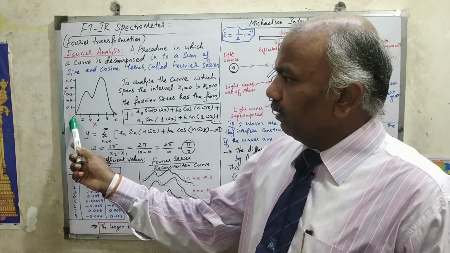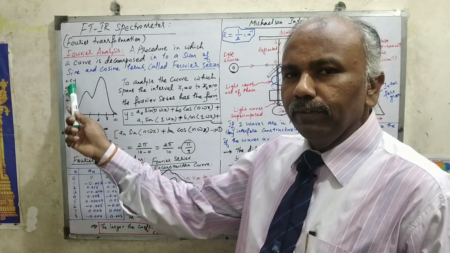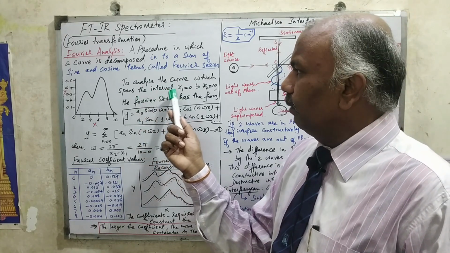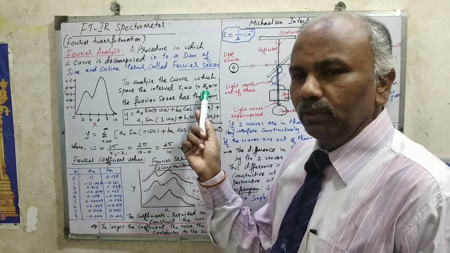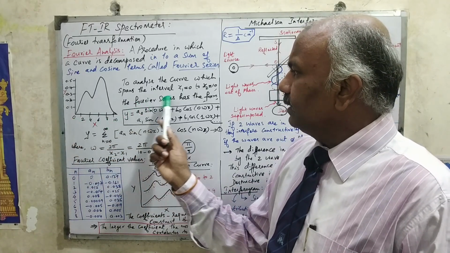For example, if I take on the x-axis 0 to 10 as an interval and on the y-axis 0.1 to 0.5 as an interval, now to analyze the curve that spans the interval from x1 equal to 0 to x2 equal to 10, the first x1 is equal to 0 and x2 is equal to 10. The Fourier series has the form.